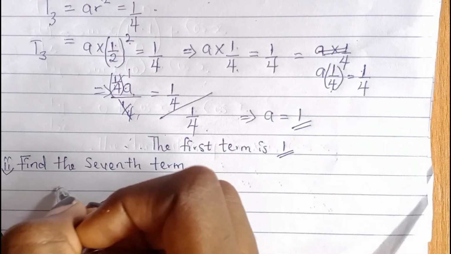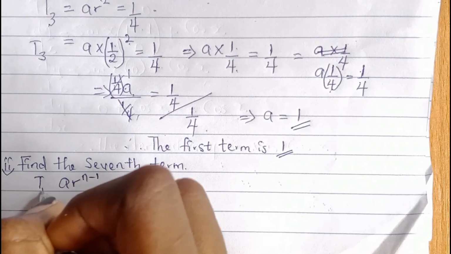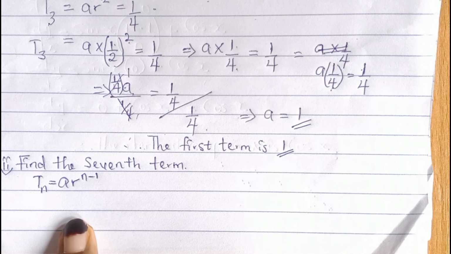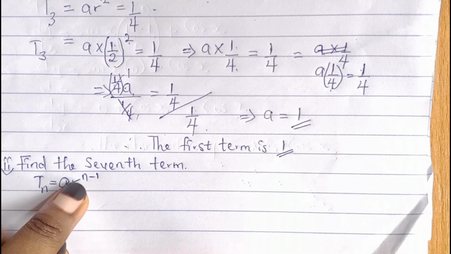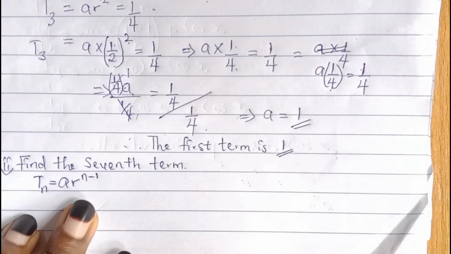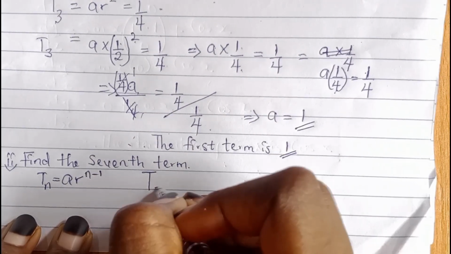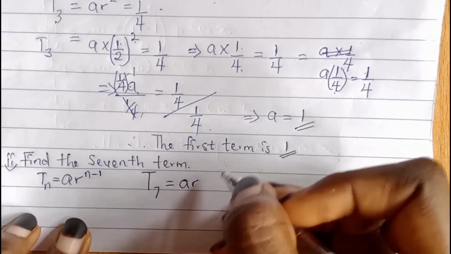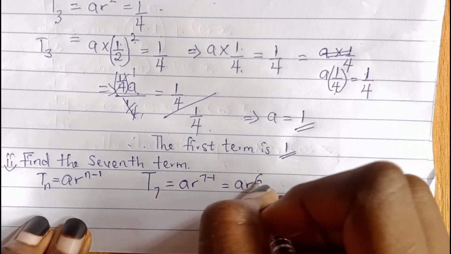Remember that our general formula, as I said earlier, was ar^(n-1), the nth term of a GP. The formula is a r raised to the power n minus 1, where a is our first term, r is our common ratio, and n is our term, then minus 1 is a constant. So here we are finding the seventh term, so it will be T7 equals ar^(7-1), which is ar raised to power 6.